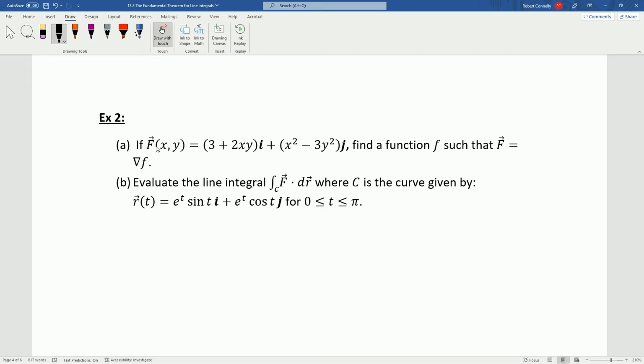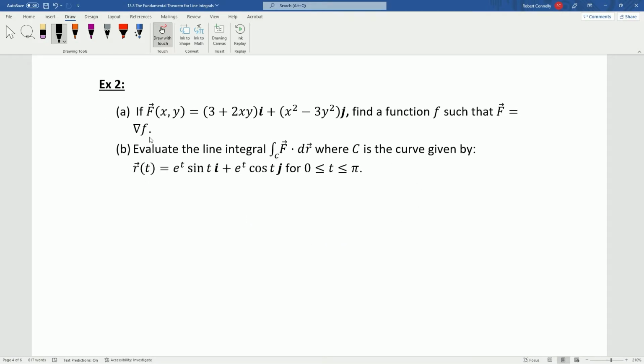Example 2. If F of x, y is (3 plus 2xy) i plus (x squared minus 3y squared) j, find a function f such that F equals the gradient of little f. And then here we've got this other question: evaluate the line integral of F dot dr. So the same F, but here we're specifying that we want to integrate this thing over this vector curve r of t. Okay, so let's start with part A here.